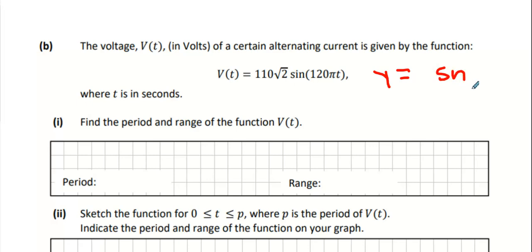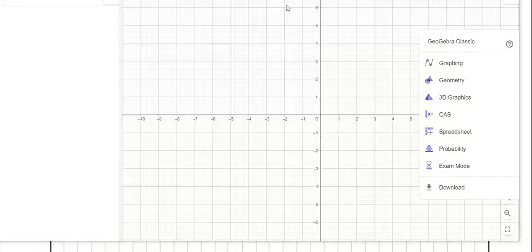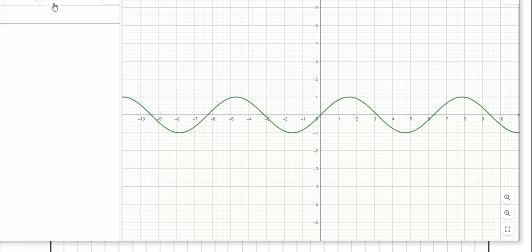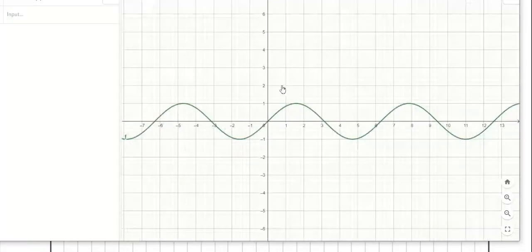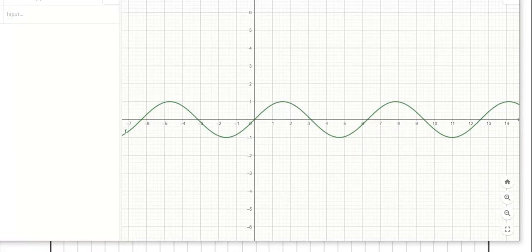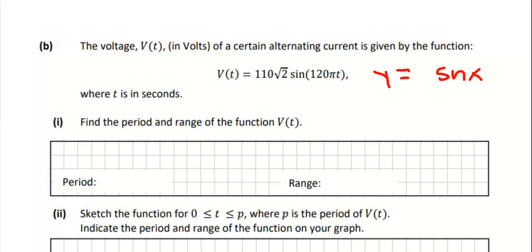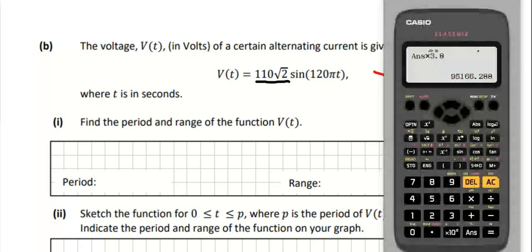Y equals sine x. We're going to give you a grind from the very beginning here. I'm going to start off with y equals sine x, and you'll see a standard periodic function that goes one up and one down. The reason it goes one up and one down is that the number in front of it is 1. So if I replace that with 110 root 2, I'll probably need to put it in decimal for the sake of my calculation.